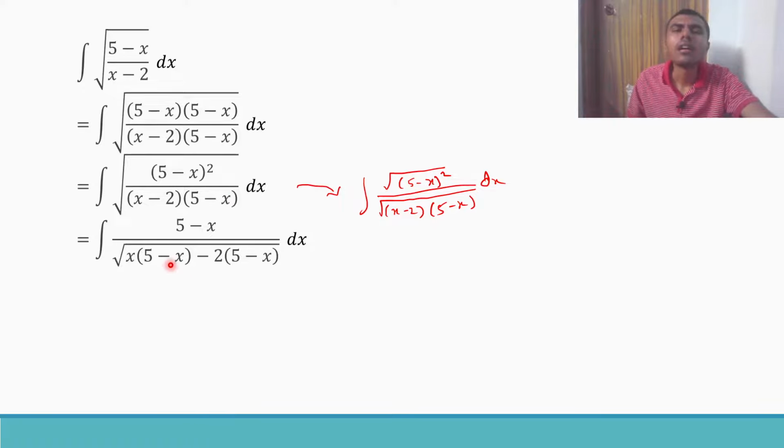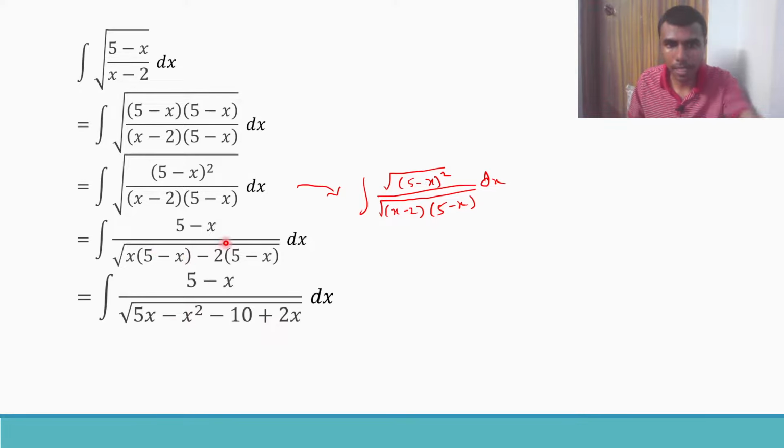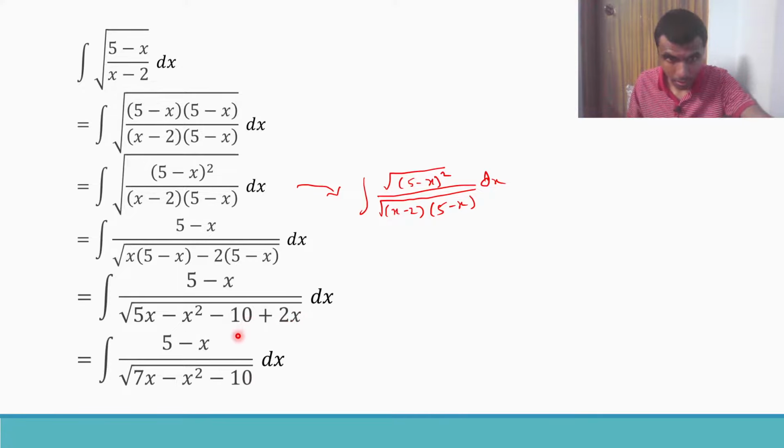Now x into 5 is 5x, and x into minus x is minus x square, and minus 2 into 5 is minus 10, minus 2 into minus x is plus 2x. Now 5x plus 2x is 7x, so 7x minus x square minus 10. This is what I have.